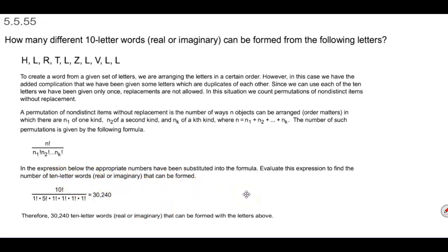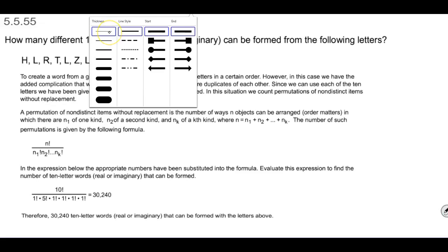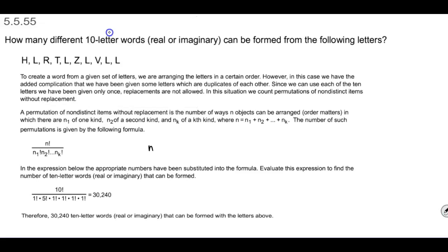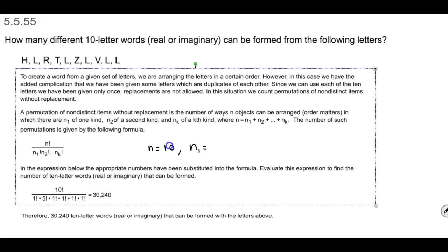So, if we take a look at this, we know that n represents the total number of letters that we have, and the total number of letters that we have is equal to 10. Now let's take a look at the first letter, which is H. We're going to call that N1. How many H's do we have? Well, we only have one H. So therefore, N1 is going to equal 1.